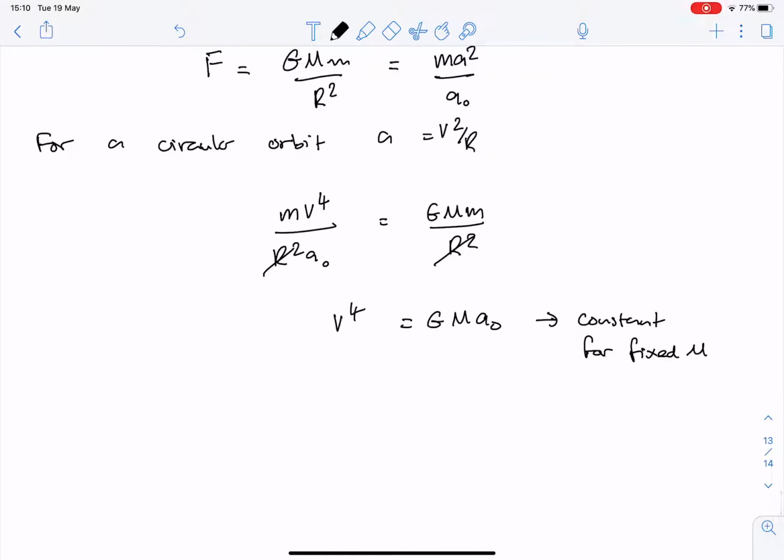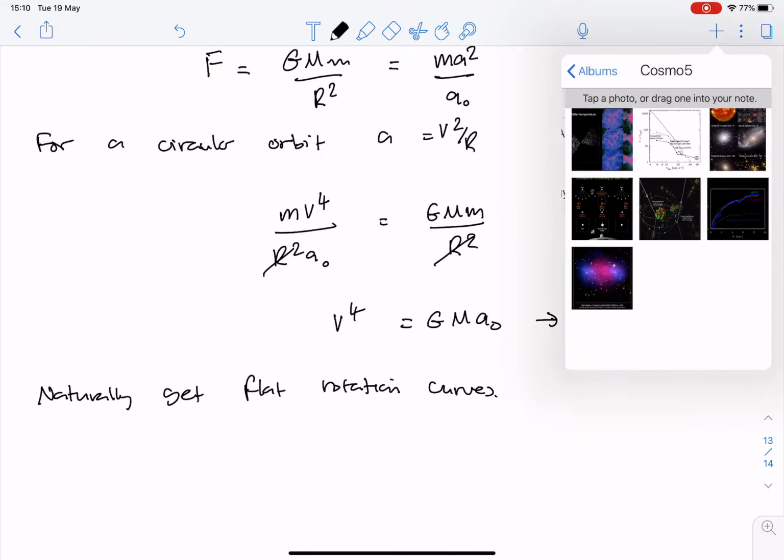So if you make that adjustment, then you naturally get flat rotation curves. And in many ways, it's not a very appealing adjustment because you just have to throw Newtonian mechanics out the window. But in the other way, people who argue for modified Newtonian dynamics will say that this might be more appealing than having to put all of these bells and whistles and extra bits inside the standard model.